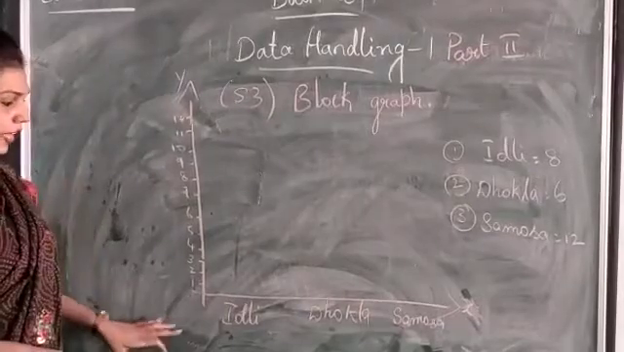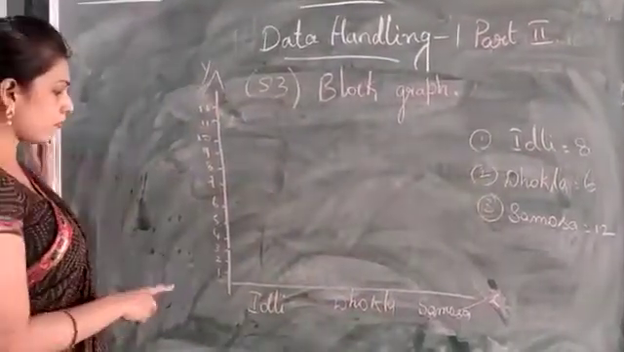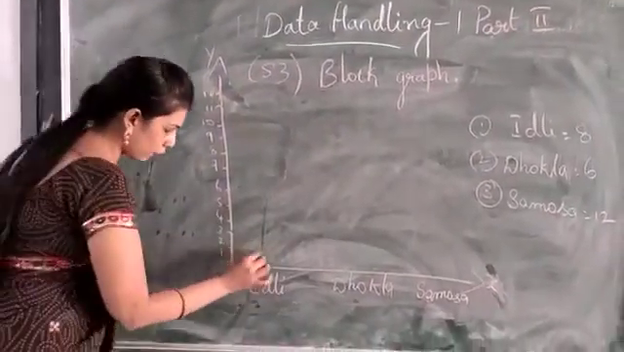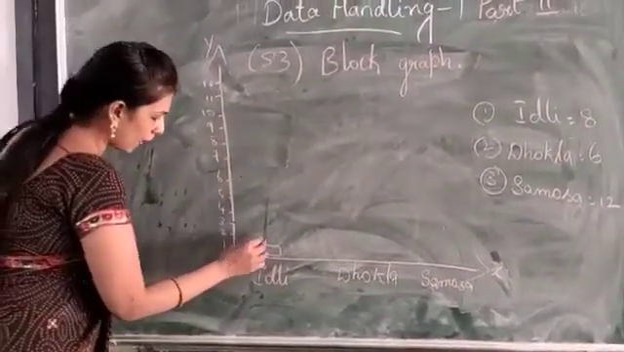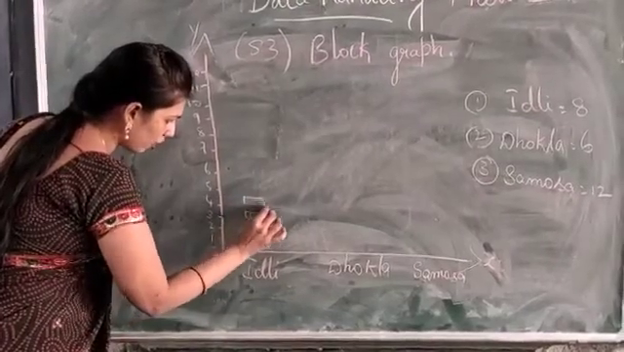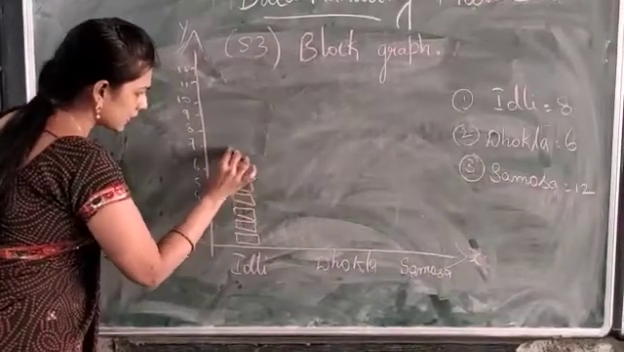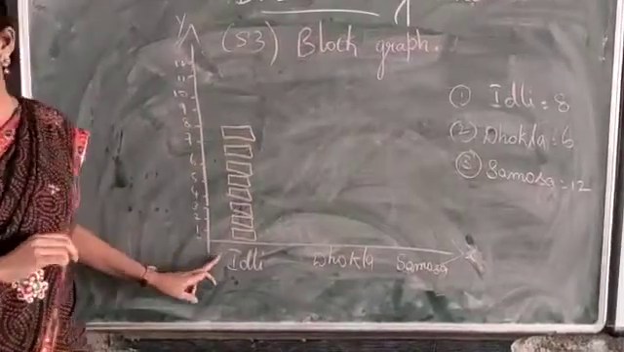So children, here we have idli. So how many will like idli? 8 members will like idli. So now what we have to do is, we have to draw the blocks. How we have to draw it is, a small rectangular shape you can draw, children. 1, 2, 3, 4, 5, 6, 7 and 8 blocks. Okay. So you can draw like this.